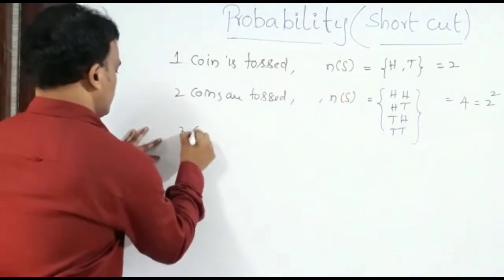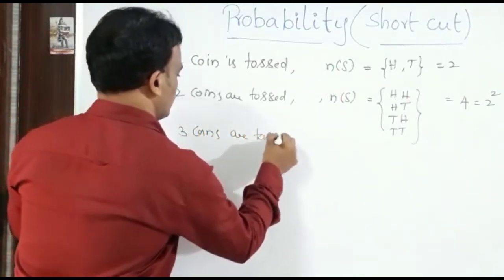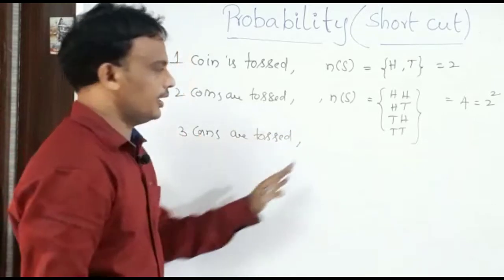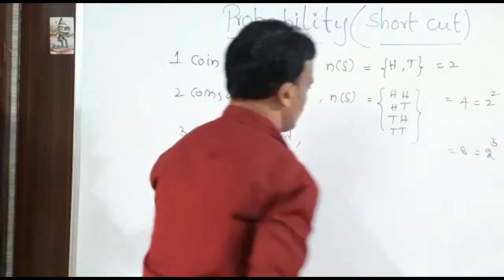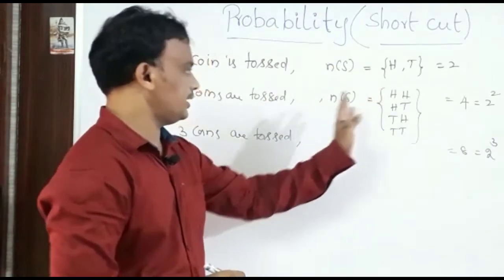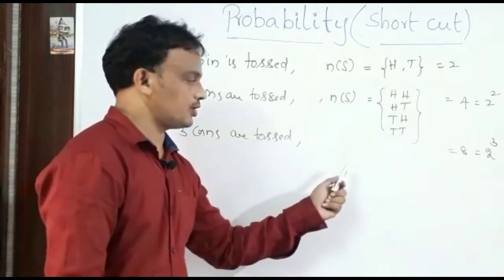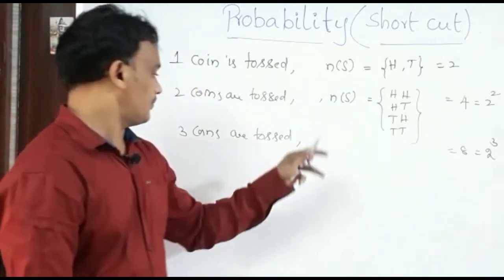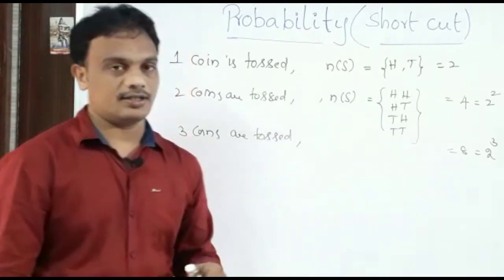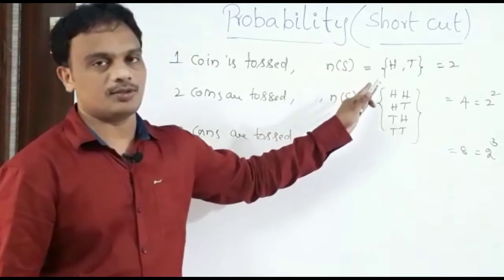Similarly, when three coins are tossed, I can get 8, which is 2 cube. Either all three coins show heads, or all three show tails. Like this, 2 power 3 is 8 chances. So first of all, I am discussing the total chances which are in the sample space.